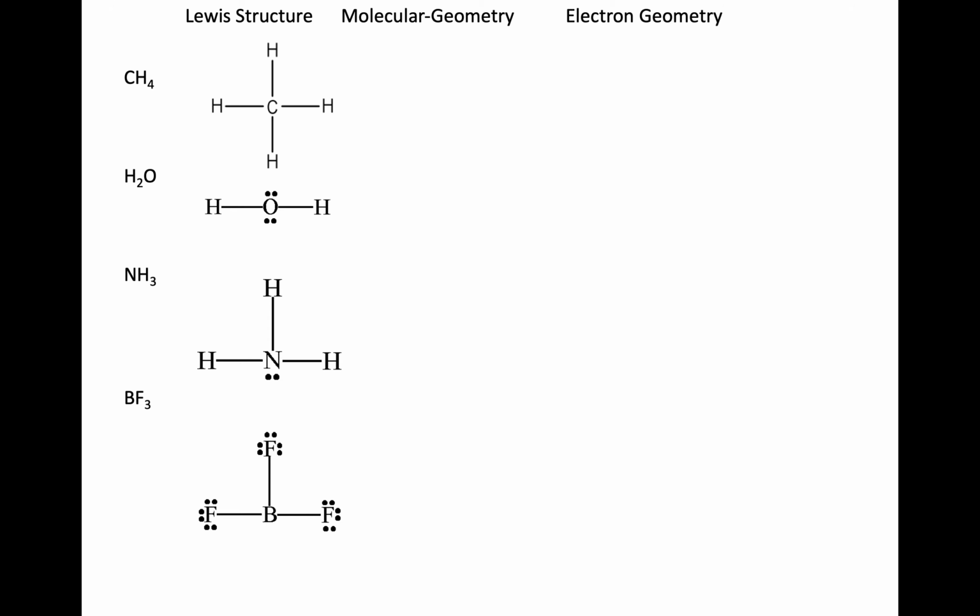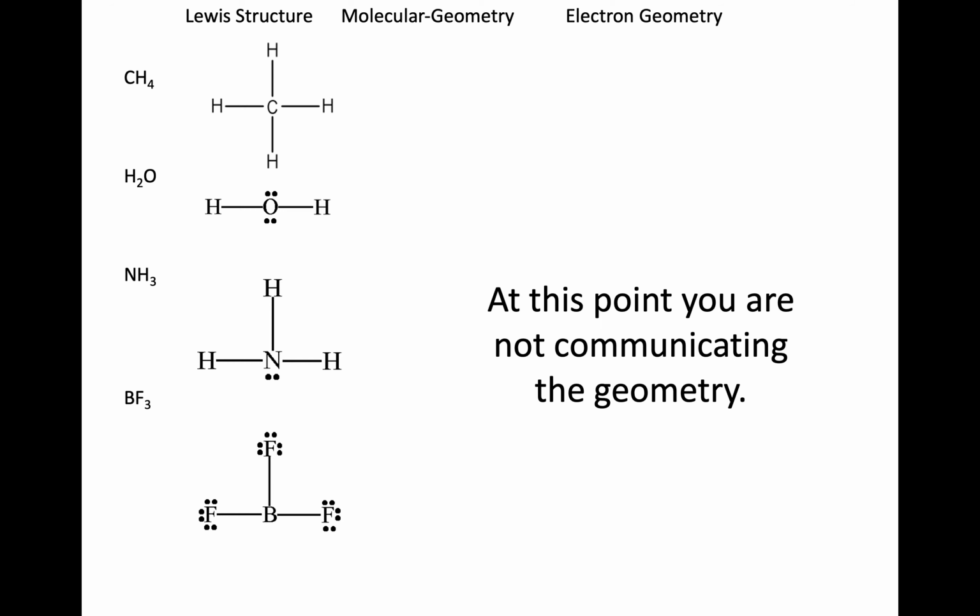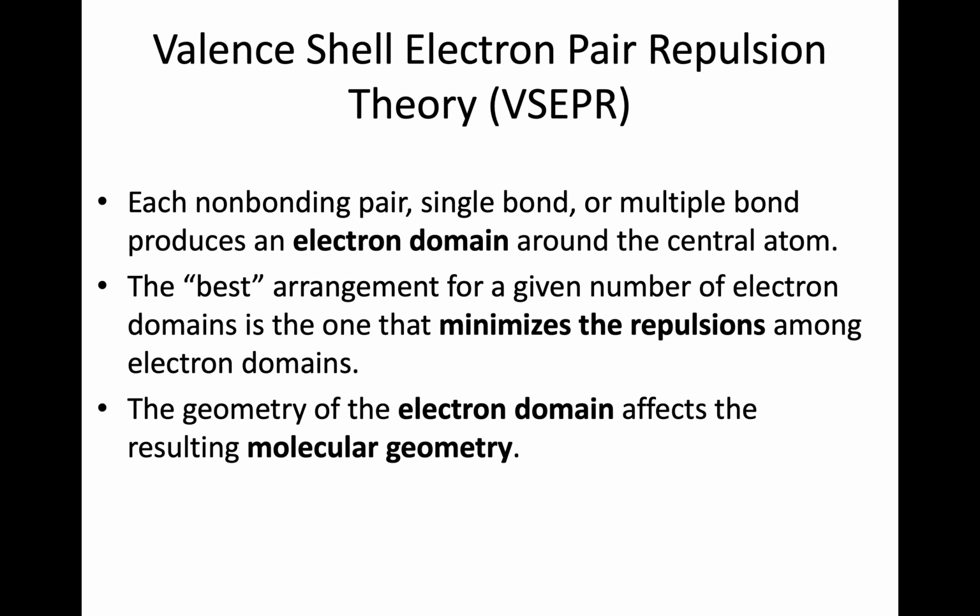These are my sketches for each. In each of these cases, I'm not trying to communicate the geometry. At this point, you're just describing whether we have single bonds, double bonds, resonance, lone pairs, features like that. We need a different strategy to begin to describe the geometry.